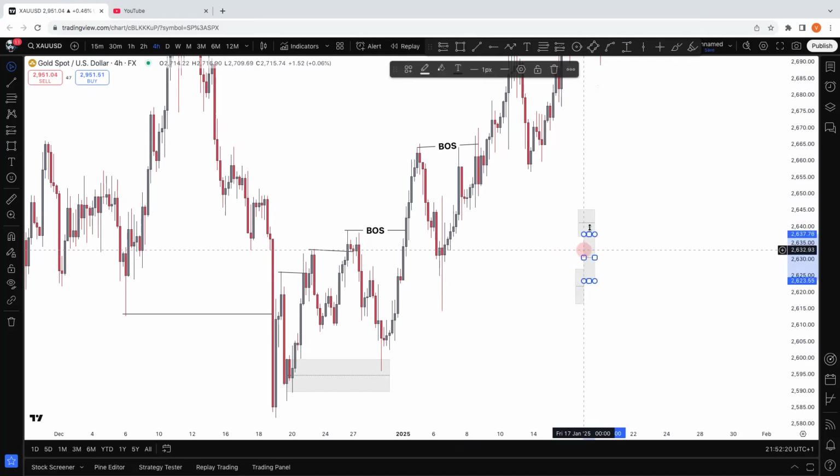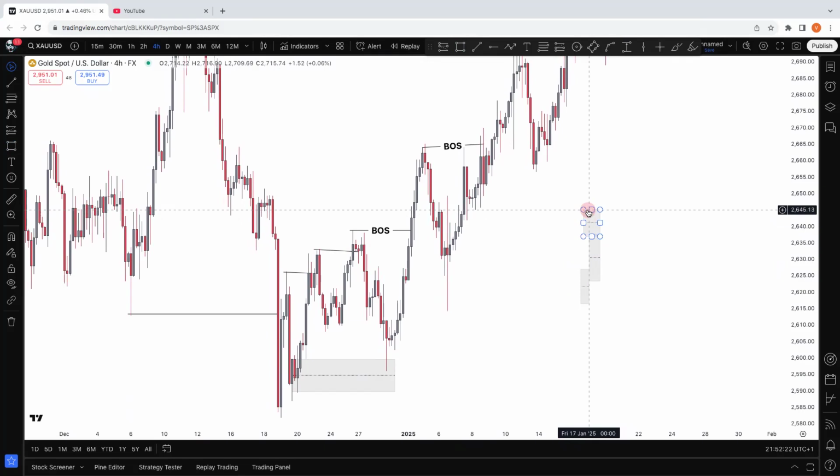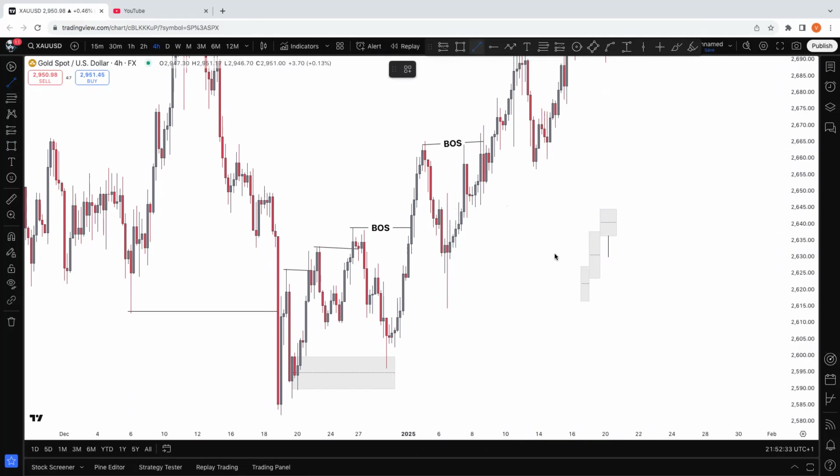Let me move this way, and then move this here as well, right? Now, if they don't cover up themselves, if they don't overlap themselves with their body, then they use the wick. They use their wick to overlap themselves this way, to ensure that there is no space in between them.